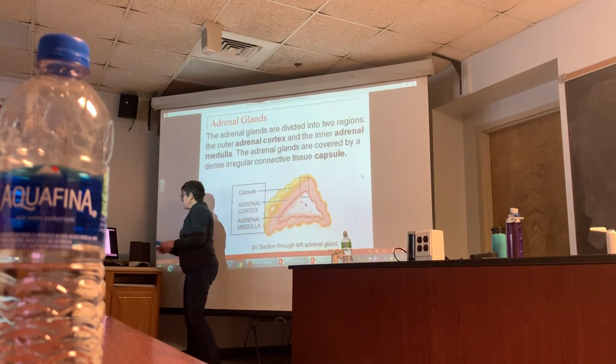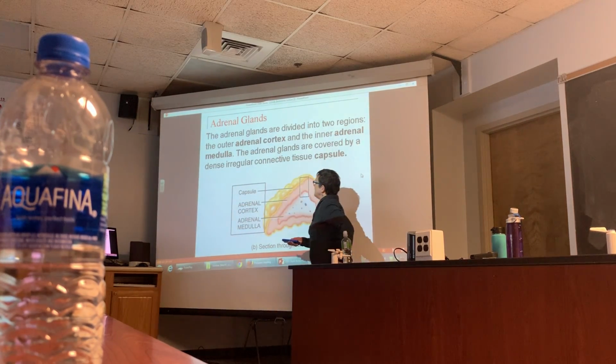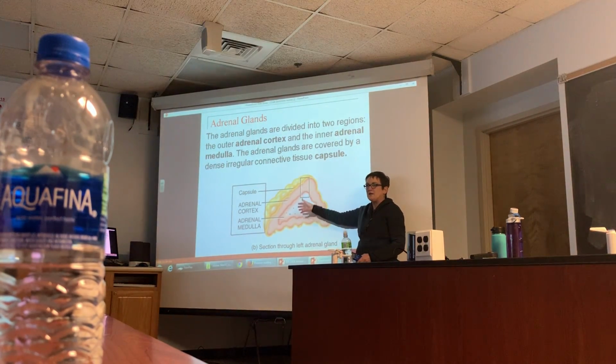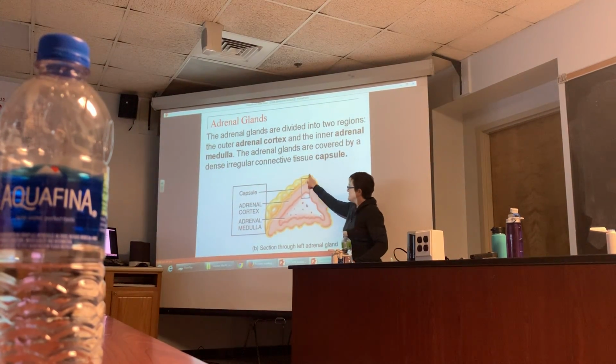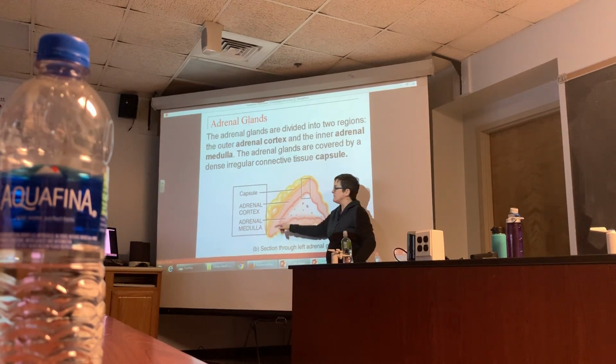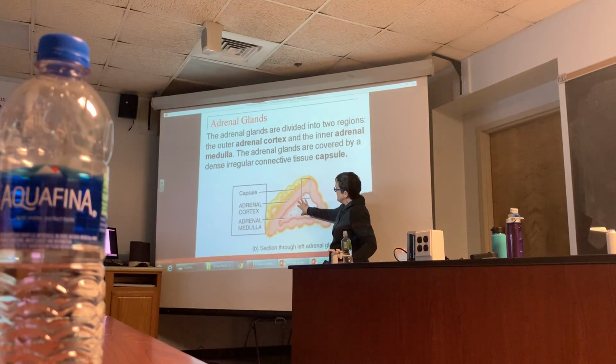Let's see here. Okay. If you cut open the adrenal glands, they're kind of a triangular shaped structure. They have a dense, irregular connective tissue capsule on the outside that protects them. Then they have two regions on the inside.